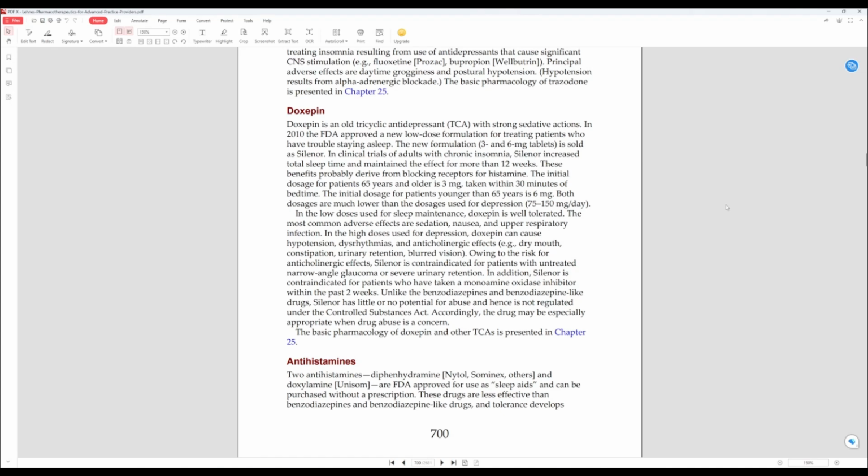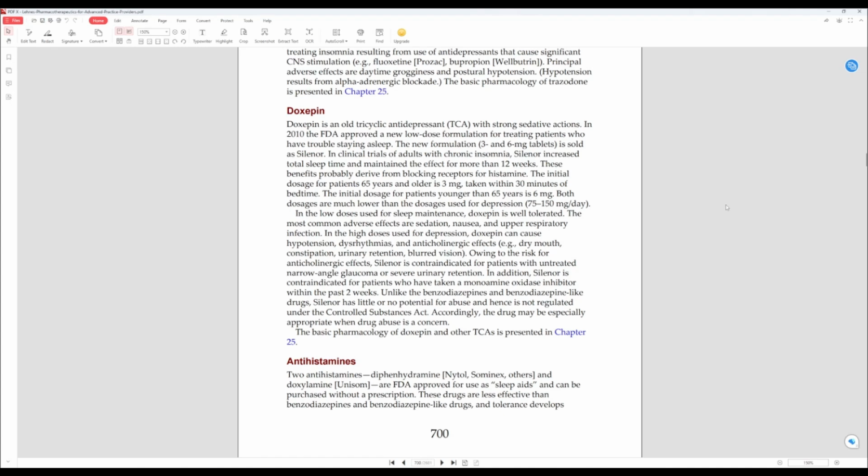The initial dosage for a patient 65 and older is 3 milligrams, taken within 30 minutes of bedtime. The initial dosage for patients younger than 65 is 6 milligrams. Both dosages are much lower than the dosage used for depression, which is 75 to 150 milligrams per day. In the low dose, used for sleep maintenance, doxepin is well tolerated. The most common adverse effects are sedation, nausea, and upper respiratory infections.